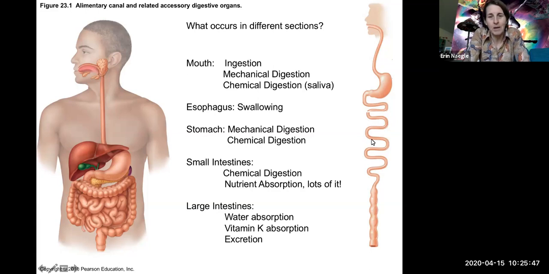And then from your stomach, we're going to go into the small intestines, and your small intestines also have chemical digestion. Those enzymes are going to come from the pancreas here, right? Just below your stomach is the pancreas. Those are producing enzymes that allow for chemical digestion of carbohydrates, fats, proteins, nucleic acids. And then once things are digested, that's going to allow for nutrient absorption, and lots of it. Most of your nutrients are absorbed in your small intestines.